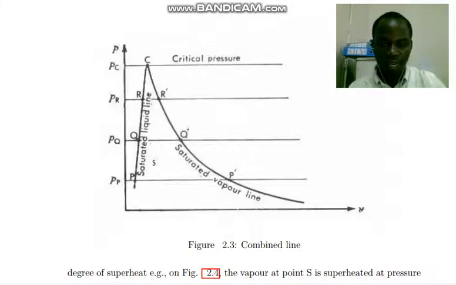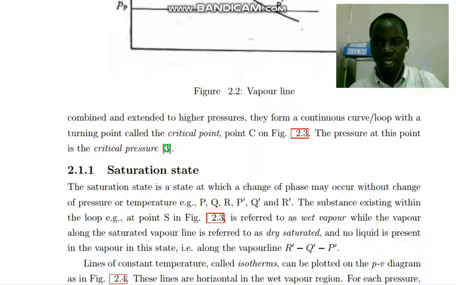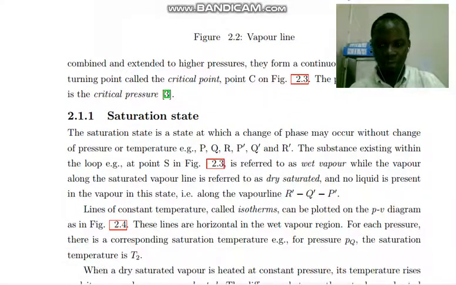The first curve is that of the pressure of figure 2.1, where we had P, Q and R, and the pressure volume diagram of figure 2.2 as we have R prime, Q prime, P prime. When we combine these two graphs we get the critical point, and the pressure at that point is called the critical pressure.